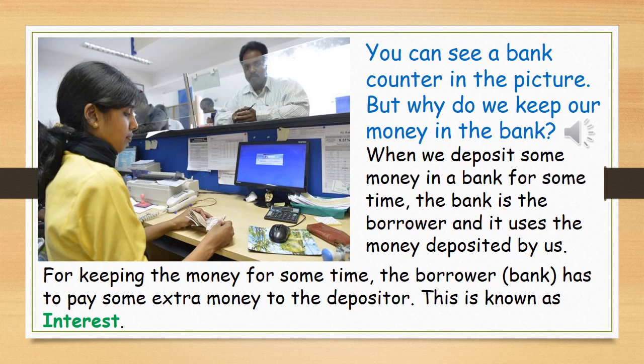In the given picture, you can see a bank counter. A lady is counting money, and a man is standing at the counter. A monetary transaction is taking place. But why do we keep our money in the bank? We could have kept it safely in an almirah or in a safe.